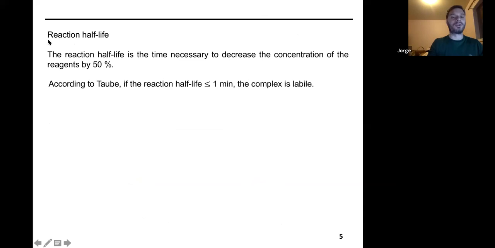Here we are going to talk about reaction half-life. The reaction half-life is the time necessary to decrease the concentration of the reagents by 50%. According to Taube, if the reaction half-life is smaller than or equal to 1 minute, the complex is labile. So that's the time limit for a reaction or a compound to be labeled as labile or inert: 1 minute half-life.